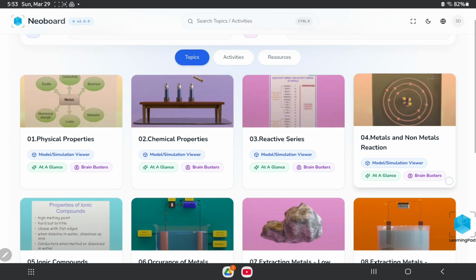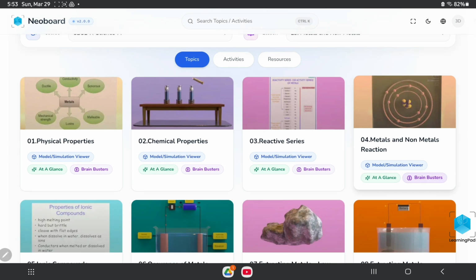Today we are going to study about action of metals and non-metals. So let us see how metals and non-metals react with each other. Now, before knowing about their reaction, we should know about their nature. So let us study what is the nature of a metal and a non-metal.